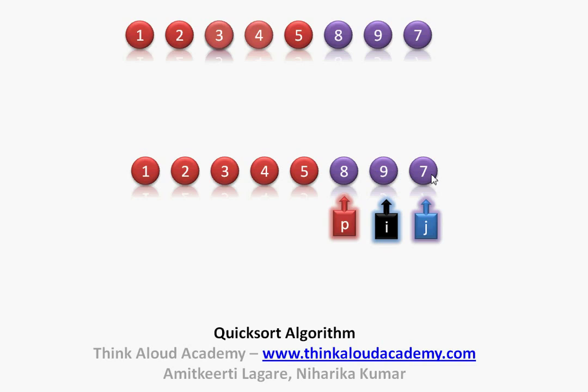So now again we start the quicksort by checking the logic as usual. So I has to keep moving as long as it gets an element which is less than the pivot, and it has to stop when it encounters a value which is greater than the pivot.